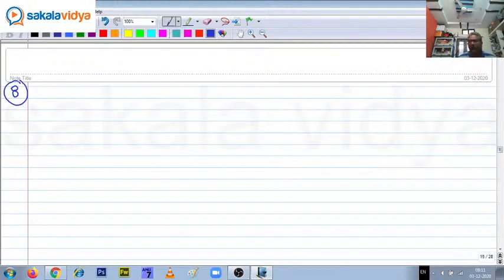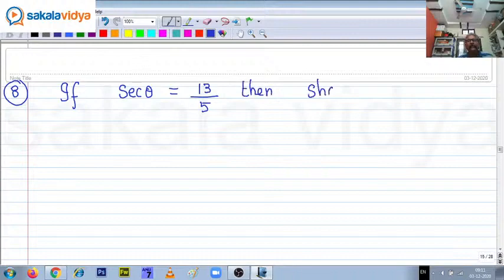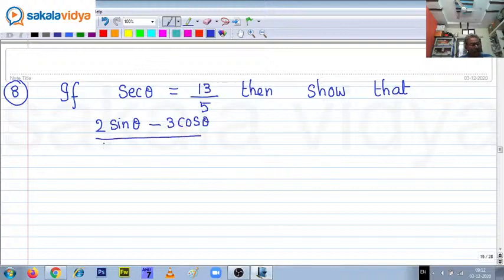Now eighth question. Okay, Uday, Rahul, ready, now you need to give the answer. If sec theta equals 13 upon 5, then show that 2 sin theta minus 3 cos theta upon 4 sin theta minus 9 cos theta equals 3. This is the question.